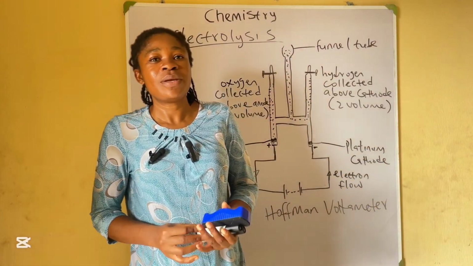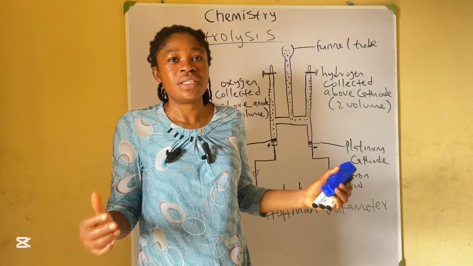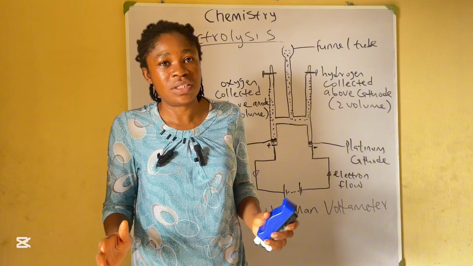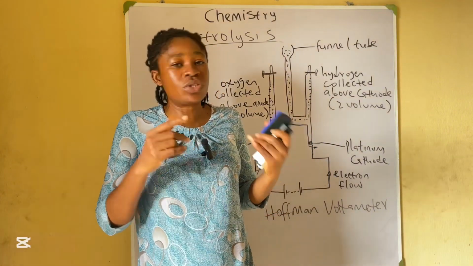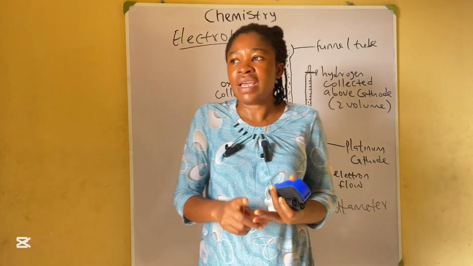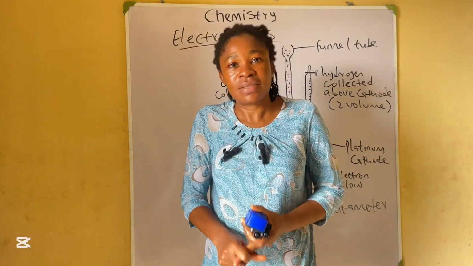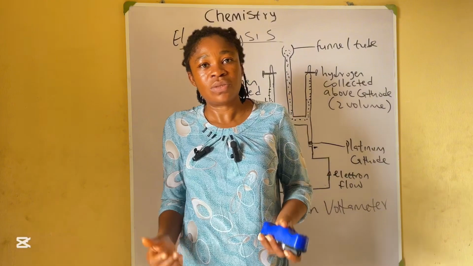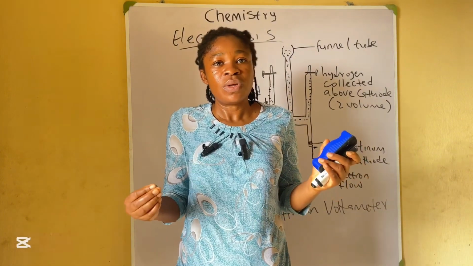Today's topic, we will continue with electrolysis, but today we're looking at some examples of electrolysis. So number one, we look at the electrolysis of acidified water, electrolysis of copper 2 sulfate, electrolysis of brine, and electrolysis of molten compound.